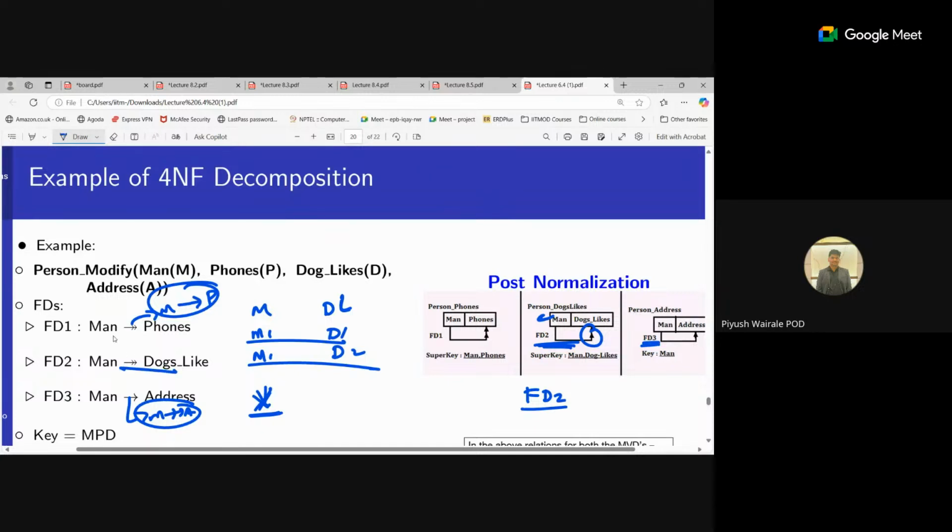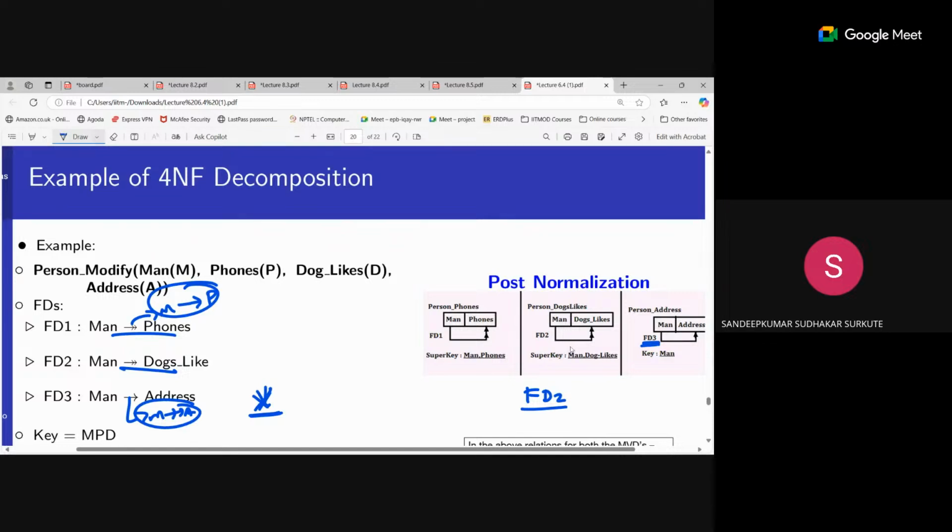So here we are not talking about the MVD. If you see, we don't have a functional dependency here, right? If there is no functional dependency in any relation, then the combination of those attributes will be a key in that case. I understood how we got the key. But to check for 4NF for this relation, man dog likes only, what is this multi-determinant, the super key? Man is no more a key in this reduced table.